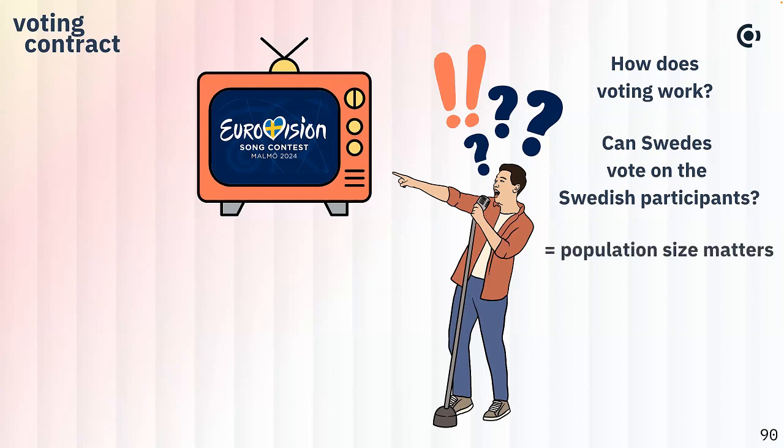And that makes sense because then the population size would matter, right? Then a tiny country would have no chance of winning against a giant country in Europe. Like no one would win against Germany, because if Germans could just vote on their own country, then of course they would win, right?